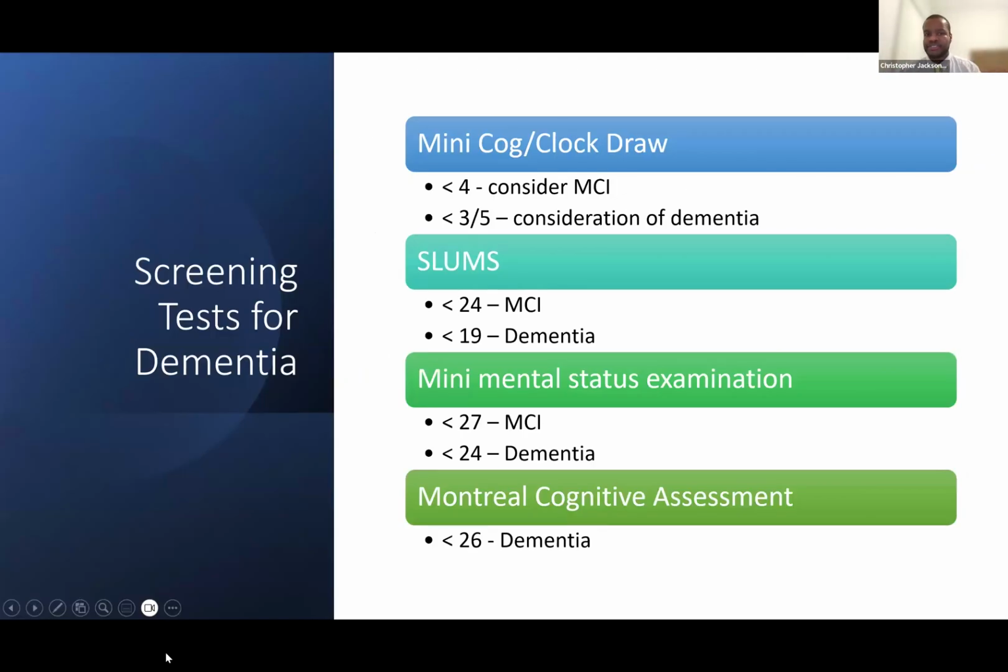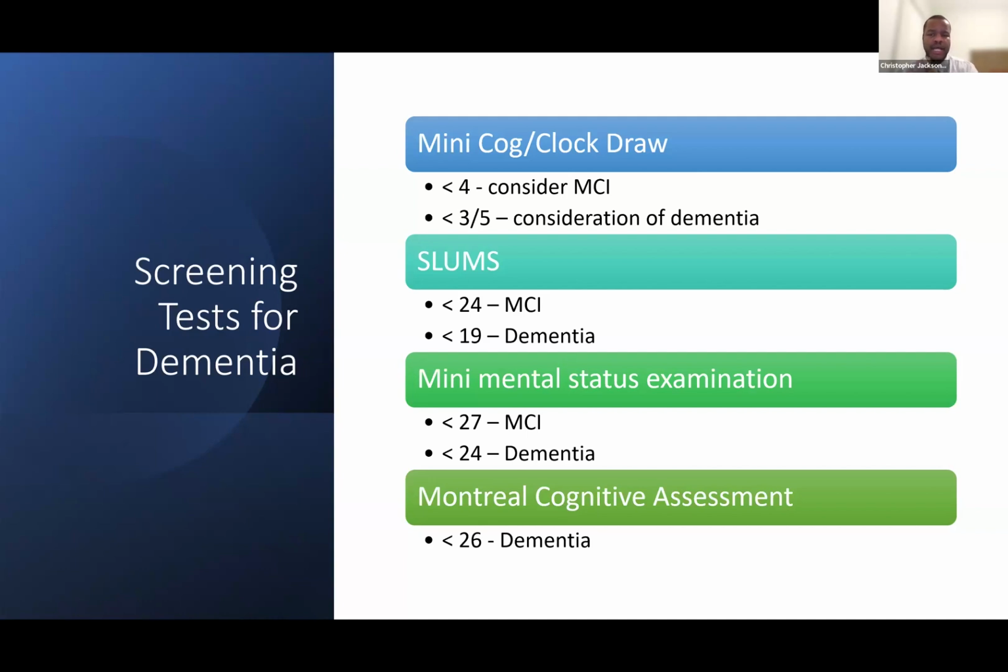But whichever test you do, I think it's important to know what the cut points are for when they can be helpful. In general, with Mini-Cog, if it's 4 or less, you consider MCI, and if it's less than 3, you consider dementia. With SLUMS, they use a cut point of 24 and 19 for MCI and dementia. For the MMSE, for those that still use it, less than 27 is mild cognitive impairment, and then less than 24 is dementia.